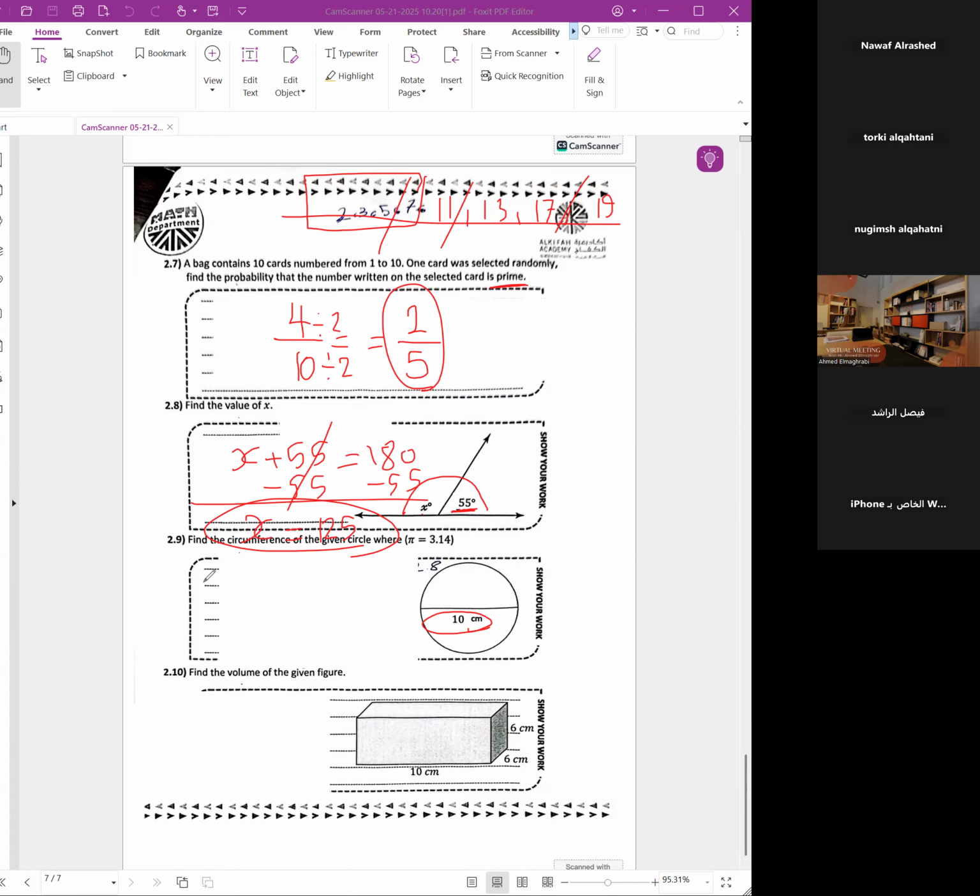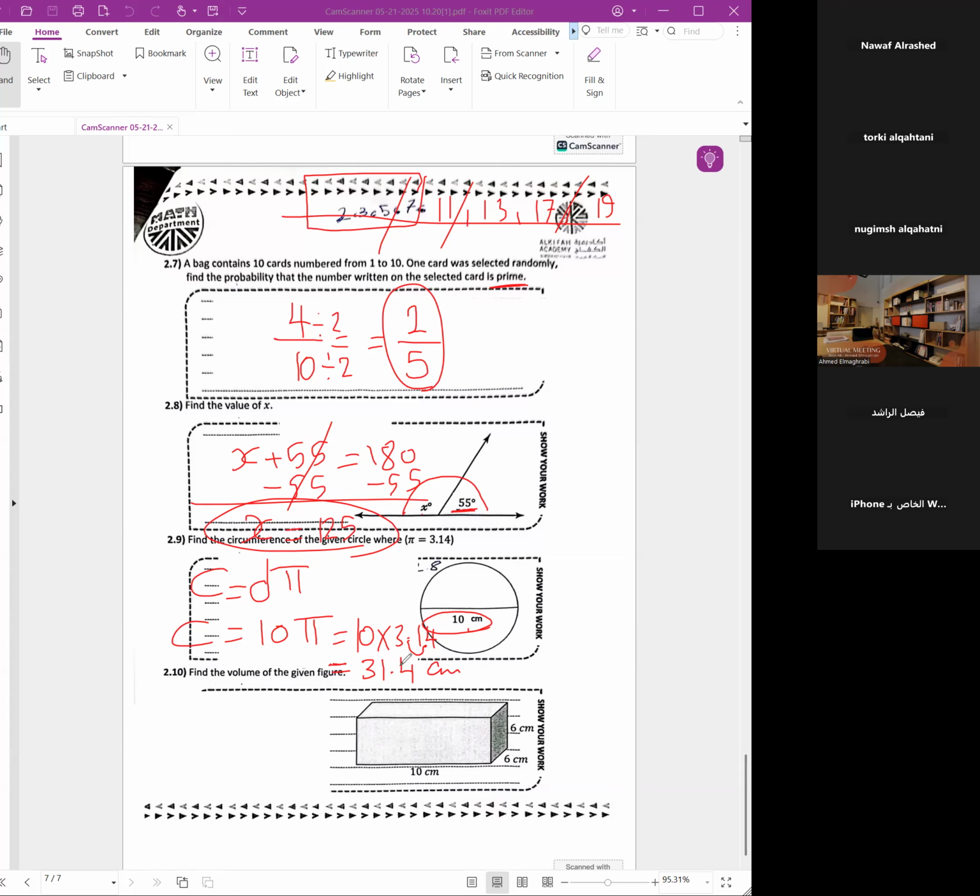diameter, not the radius. So circumference equals diameter times pi. So circumference equals 10 times pi. But he told me here that pi equals 3.14. So 10 times 3.14. So we multiply by 10, which means we just move the decimal point 1 digit to the right. It will be 31.4.